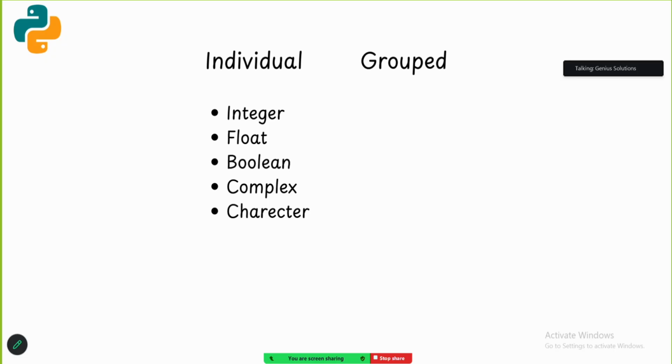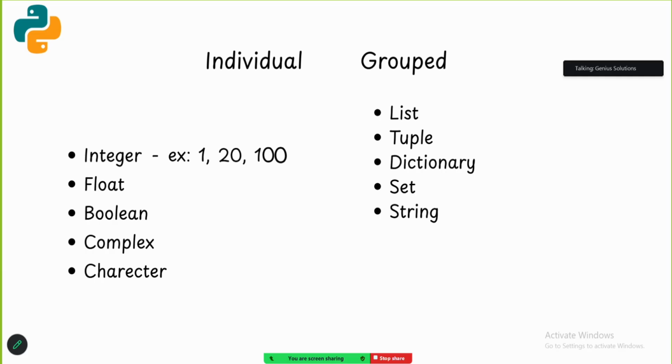So what is an integer? Integer represents numbers. Yes, an integer is a number which doesn't have any points, and it considers both positive and negative numbers, and there will be no point values there. Okay, that kind of numbers are called integers. So let us see, for example, 1, 20 and 100.